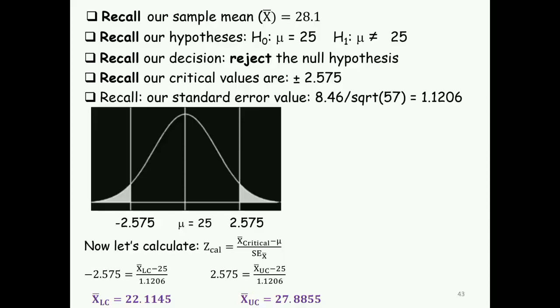In my question, instead of 28.1, if I had 20.1, would I reject? I reject. 20.1 also is here. I reject because 28.1 is here. I could also reject if this one was 20. I could still reject.